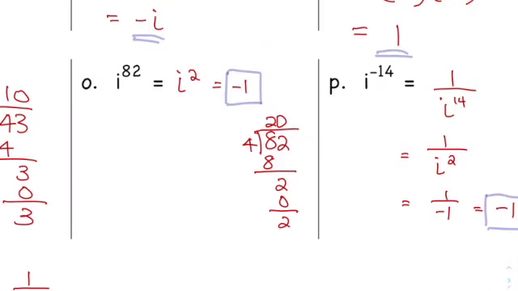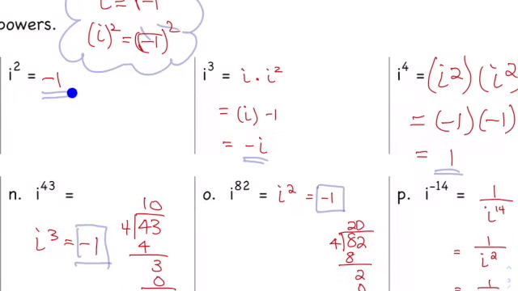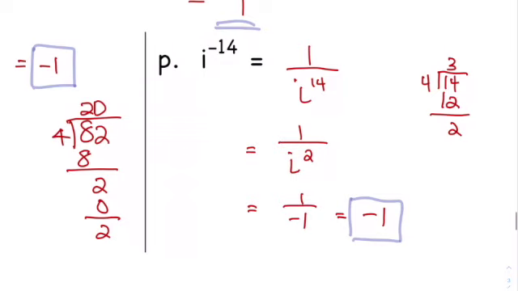So for example O, I have 82 divided by 4, and then that's going to give me 20, and I have 2 leftovers. And because I have 2 leftovers, that's I to the second power, and I to the second power is negative 1. Then you have the next one, flipping the negative sign over. That's 1 over I to the 14. And when you divide, I have 2 leftovers. That's 1 over I squared, which is negative 1. And 1 over negative 1 is negative 1.